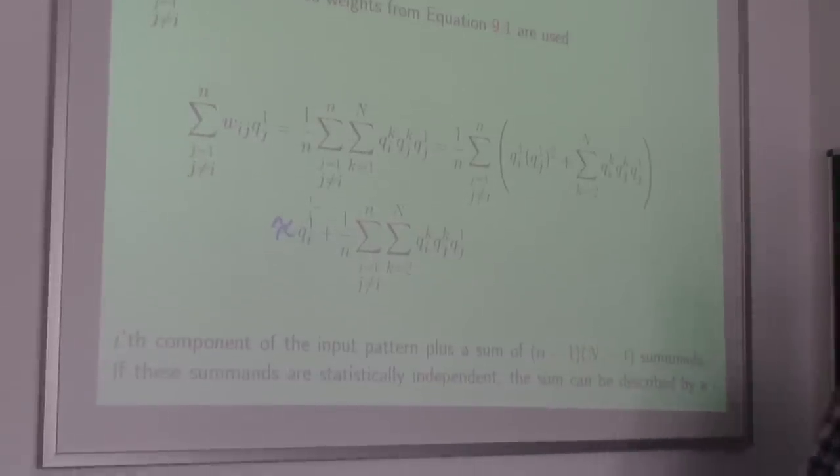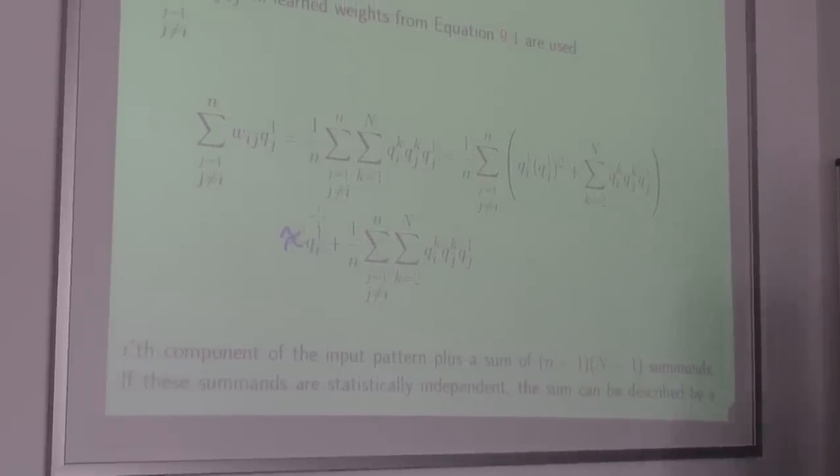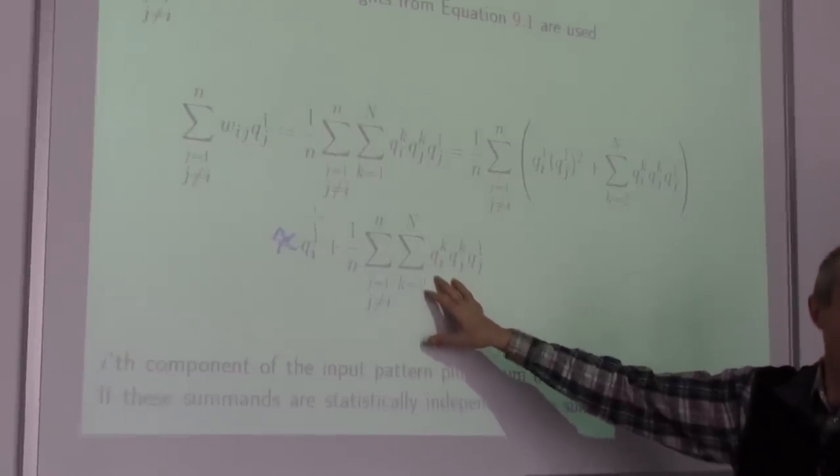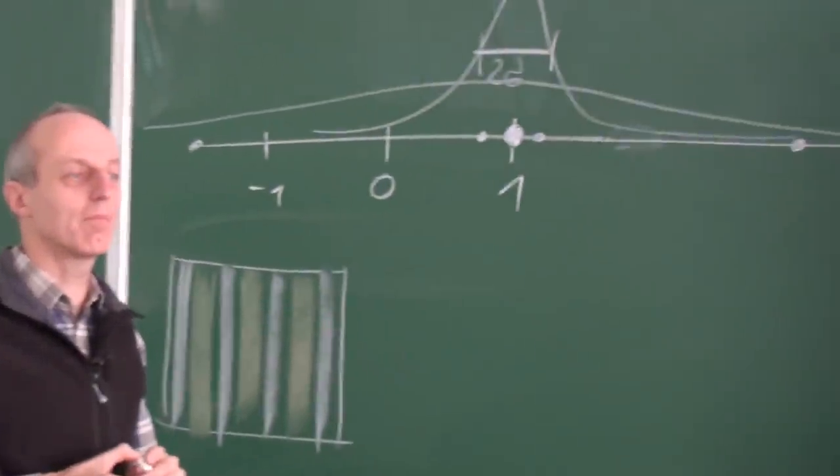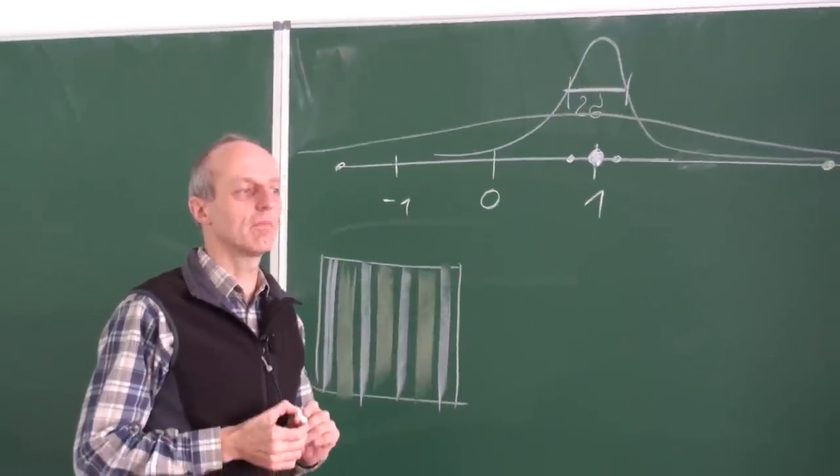So the mean is zero under the assumption that these terms are random. All these proofs can only be done under the assumption that we store random patterns. But then the mean is zero, and the standard deviation, now that's the question. We have seen this when we looked at the central limit theorem. We know a formula. Who remembers this formula? What is the standard deviation of a sum of n random numbers?